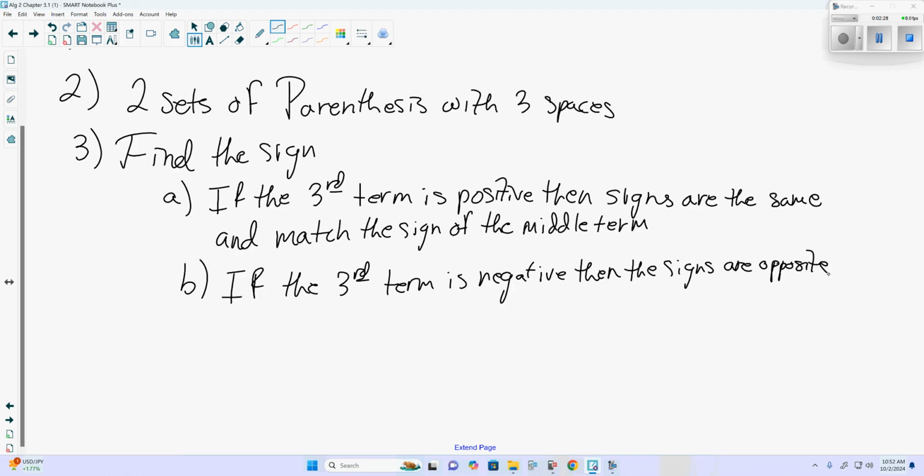If the third term is positive, then the signs are the same and match the sign of the middle term. If the third term is negative, the signs are opposite. And we had these before. We had all these listed out yesterday.